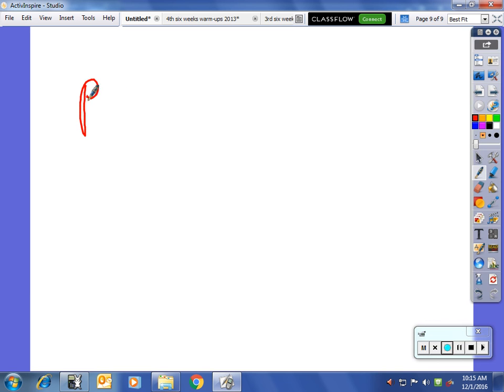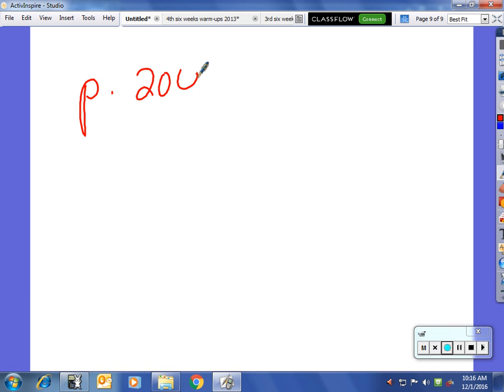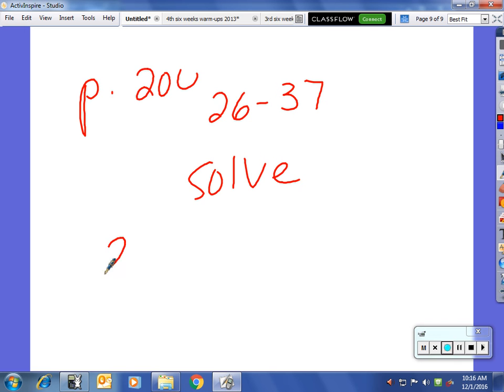In a second, we're going to turn to page 200, and you're going to work on, in class, numbers 26 through 37. These directions are to solve. So this is what part of your test will be like. How do you solve? You got to do factoring to solve. You've also got to recognize things like this before I turn you loose on your assignment.